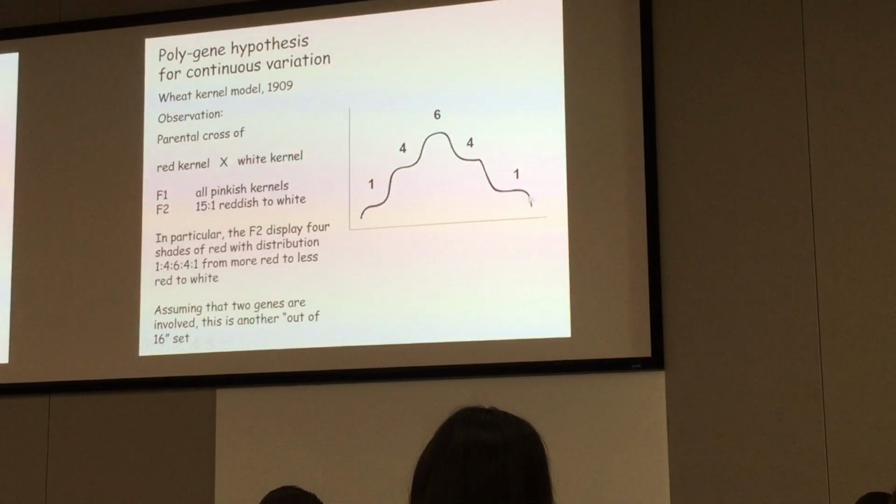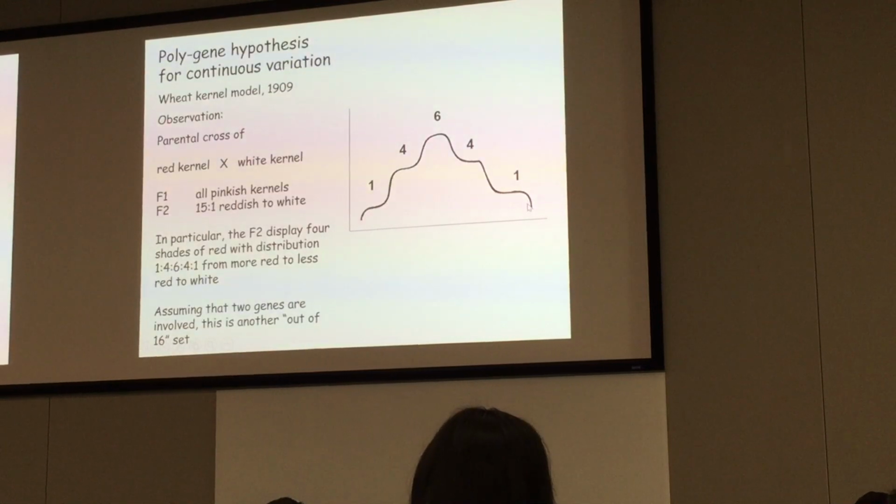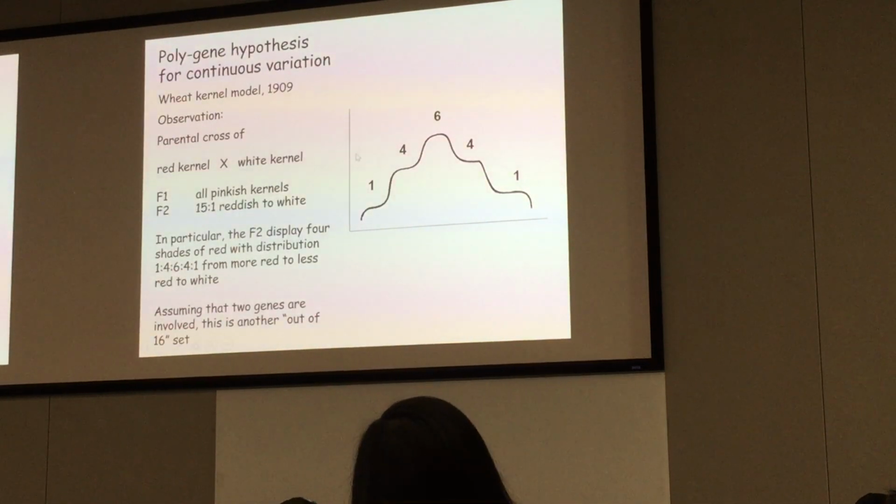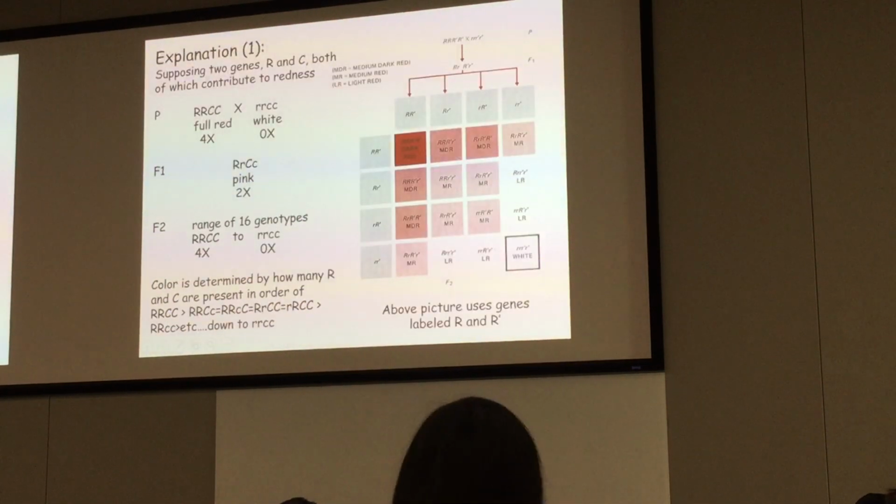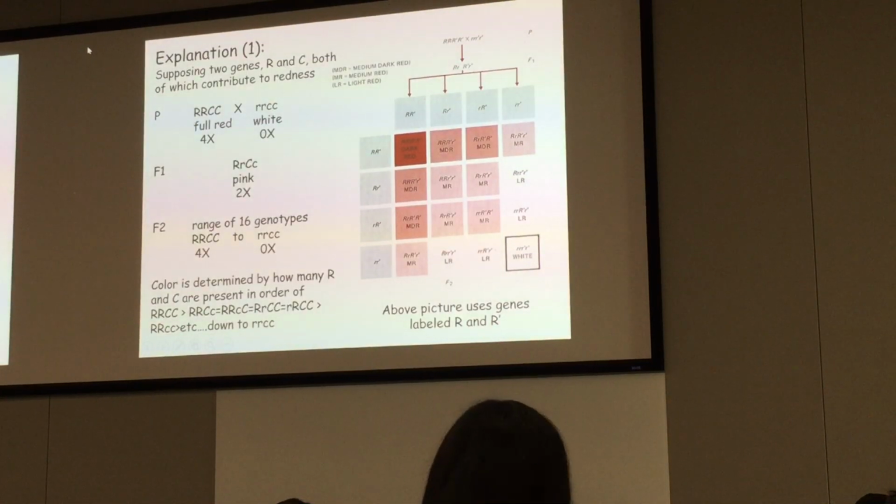So one end is red, 1 part red, the other end is white, 1 part white, and the ones in the middle are intermediate shaded. Okay, so it's, again, another out of 16 ratio that we get. 1 to 4 to 6 to 4 to 1, from more red to less red all the way to white. And we can come up with the model after lots of work, right? We come up with the model that can explain something like this. And we have some details about this model here.